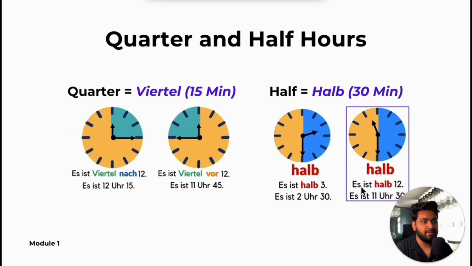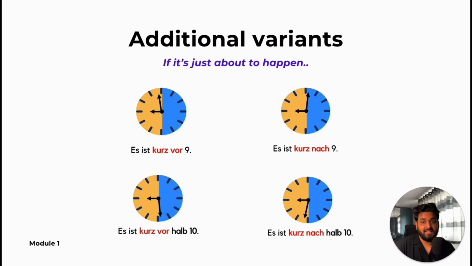Here is another example, es ist halb 12. You see, it is 30 past 11. It is 11:30. That's why halb 12. The half of 12. Or you can say es ist 11:30. Yeah. So let's learn some additional variants.